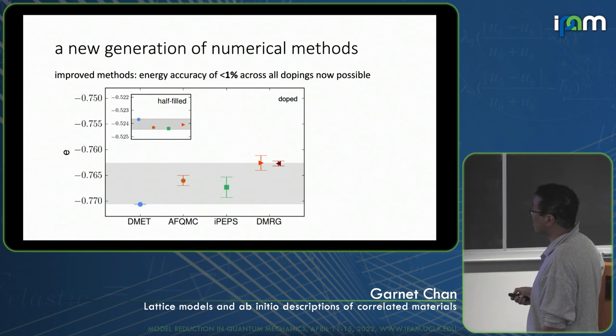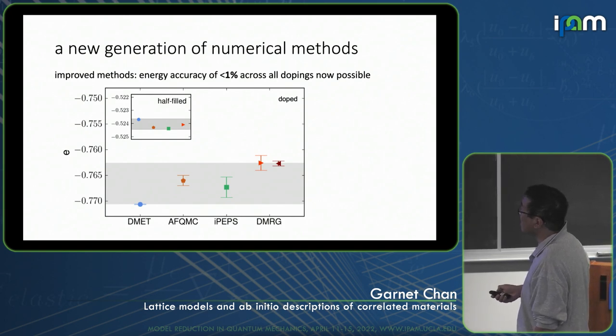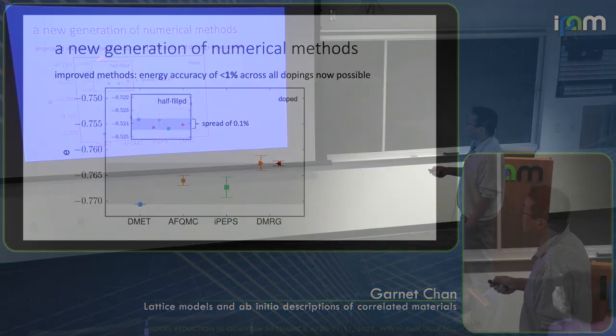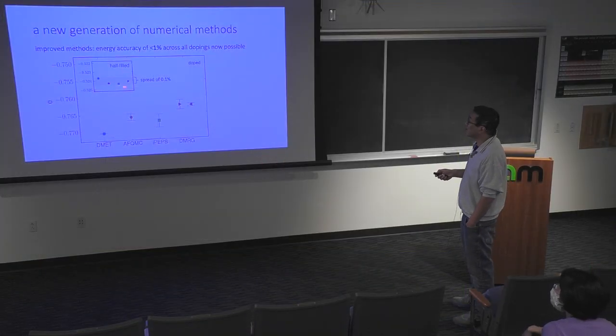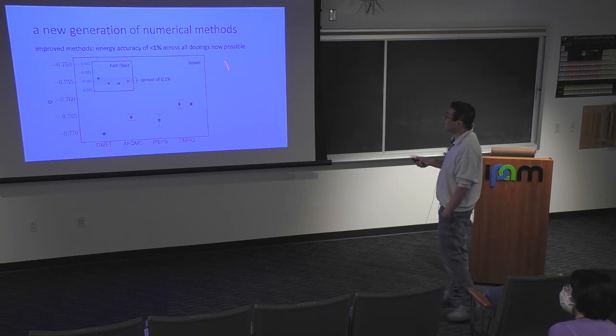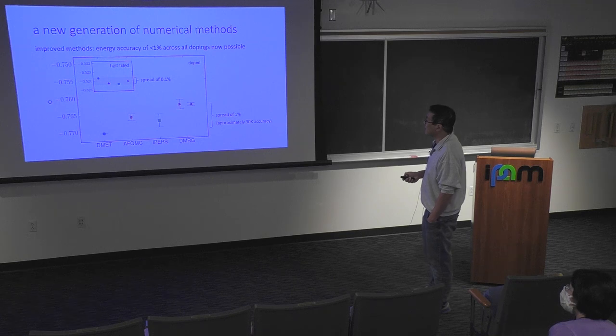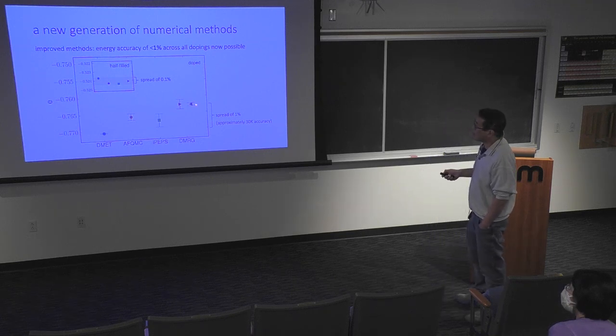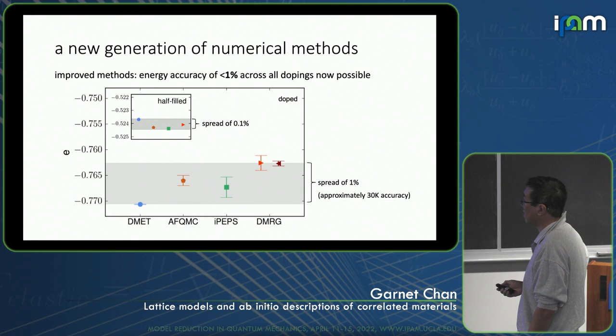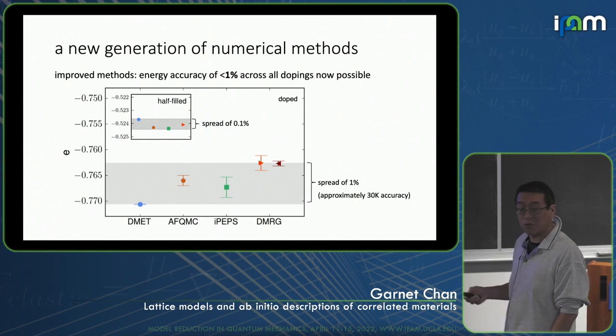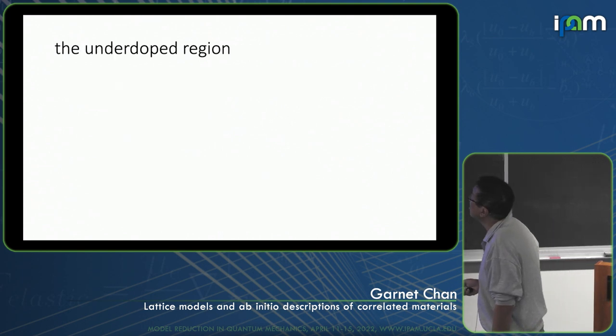It's not really important what the methods are, but what you see here is that if you look at this half-filled point where you actually know the exact answer, then the spread is very, very small, right, in the DMRG, if the accuracy is 0.1%. And if you go into this doped regime, this happens to be the 1/8 doped regime, then the spread is also not very large. Okay, so the half width of the spread is 0.5%. Depending on how you measure it, it's accurate to 0.5% or 1%. And this is enough now to say something about the actual ground state of the model.